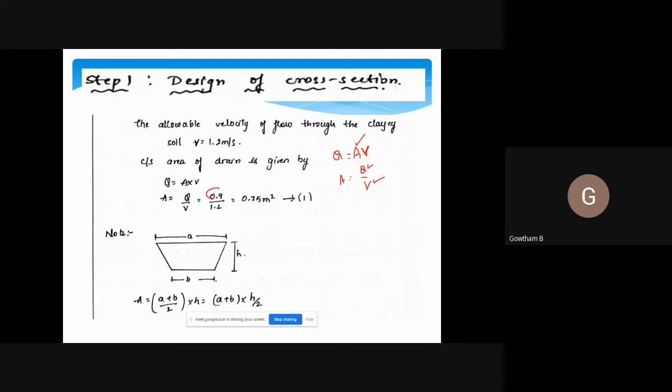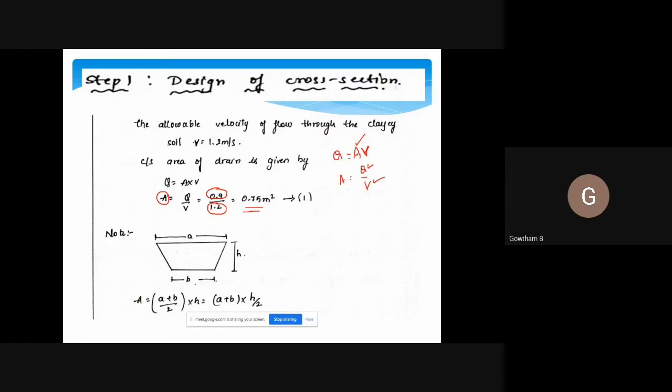Discharge 0.9 is given and speed 1.2 is given. So if you use this, you are going to get the area of the trapezoidal section required as 0.75 meter square. Now, the general trapezoidal section, if you apply the general formula, the area of the trapezoidal section is like this.